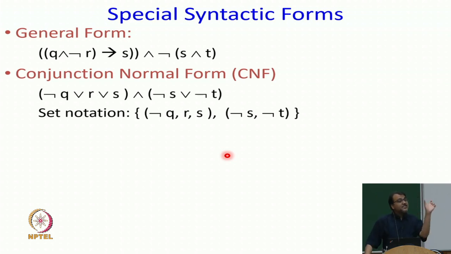In fact, each of these parentheses, or each such disjunction, is called a clause. It's just a term. So, we have two clauses in this conjunctive normal form. One is not Q, R, S, and one is not S, not T. So, I have two clauses.